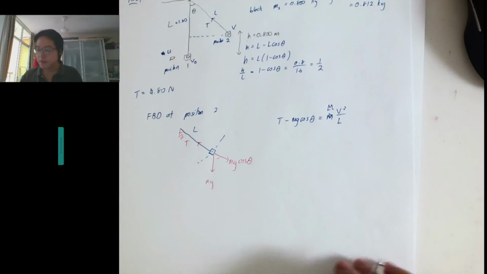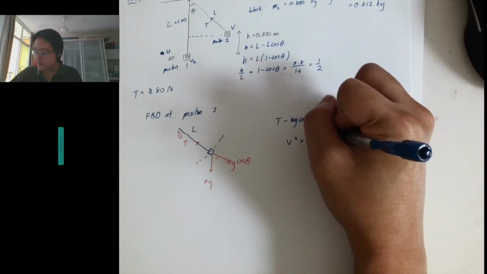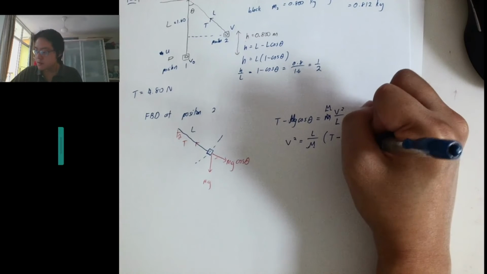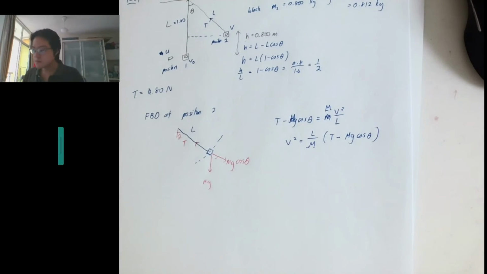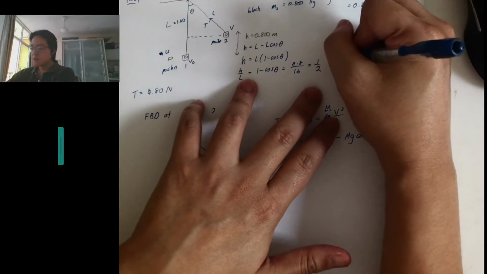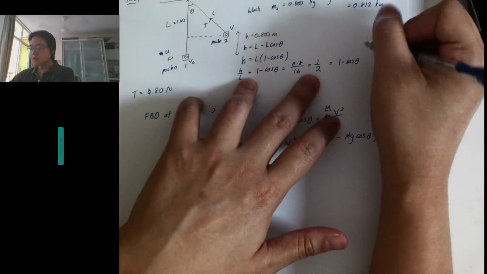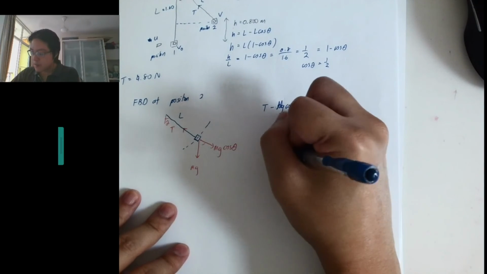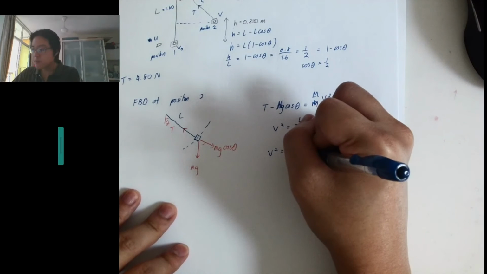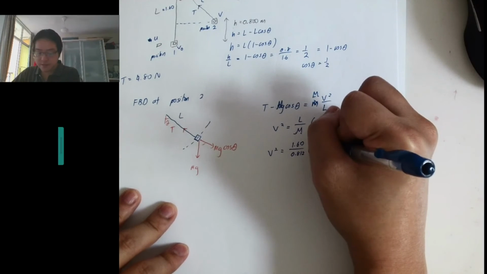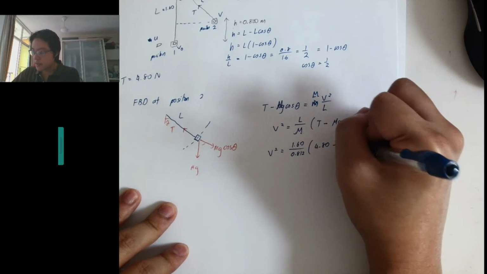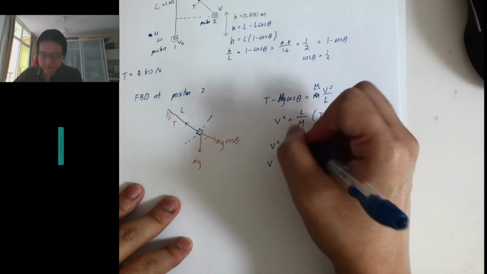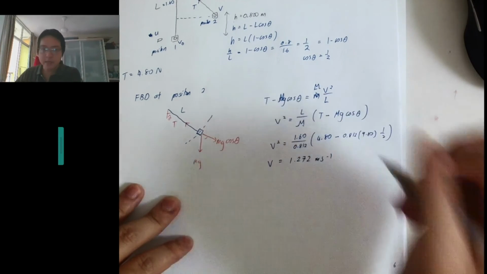So everyone clear so far? Right, so the v squared we can actually find is L over big M, T minus big Mg cos theta. Okay, so we can actually find cos theta. 1 minus cos theta is half, so cos theta is still half, right? So it's 60 degrees. Then we can actually calculate the value. The length of the string is 0.6. The mass of the total system is 0.812. The tension is given to be 4.8. And then 0.812 again, 9.8, and half. So this will give me the speed of 1.272 meters per second.